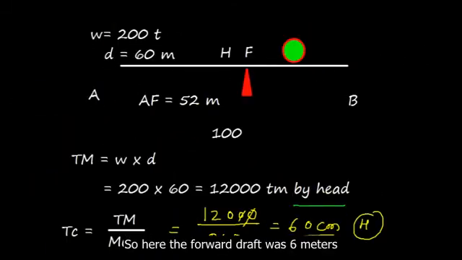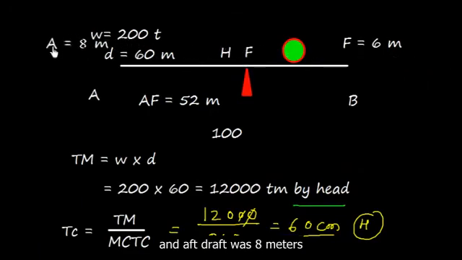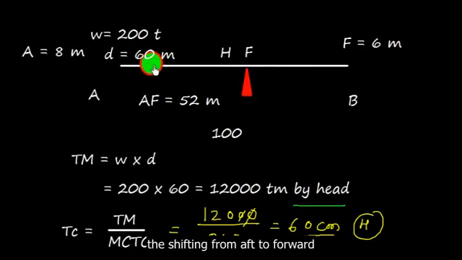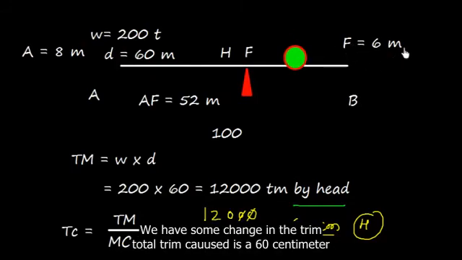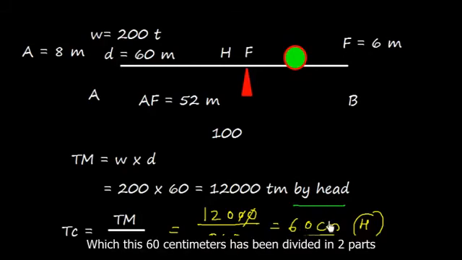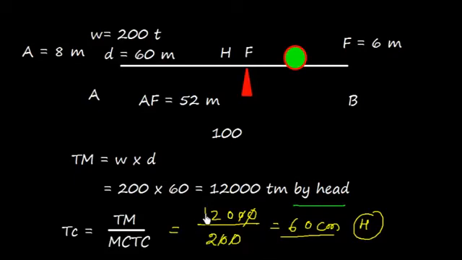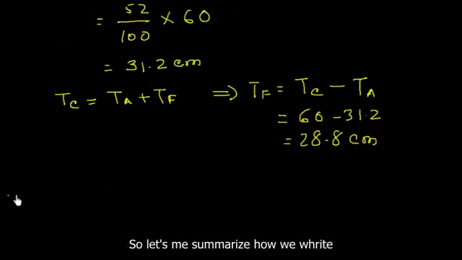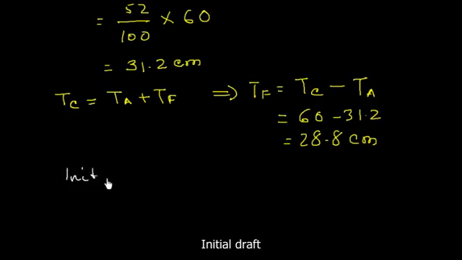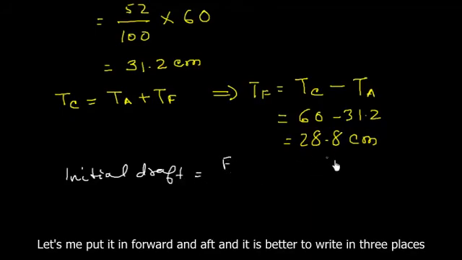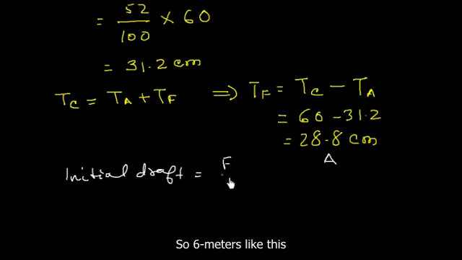So here the forward draft was 6 meter and aft draft was 8 meter, and because of the shifting from aft to forward, we have some change in the trim. Total trim change is 60 centimeter, which has been divided in two parts, which is TA and TF. So let me summarize how we write. Say initial draft is, let me put it here, forward and aft, and it is better to write in three places. So 6 meter like this, and aft is 8 meter.